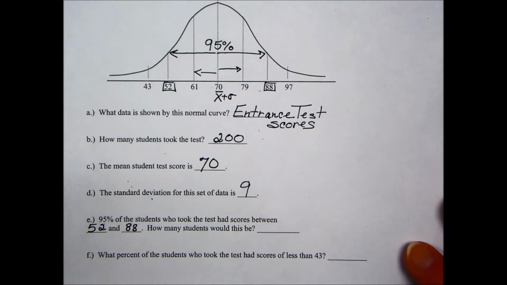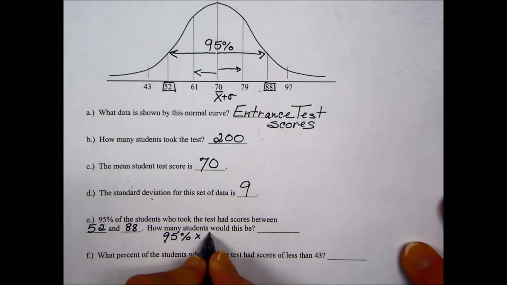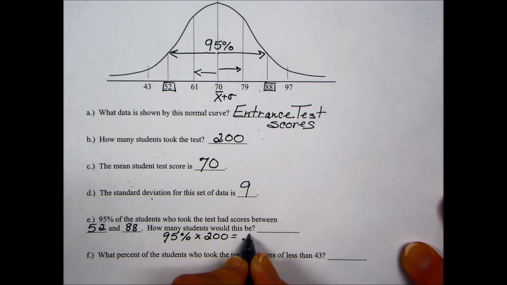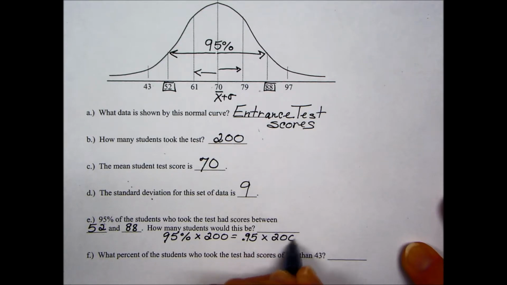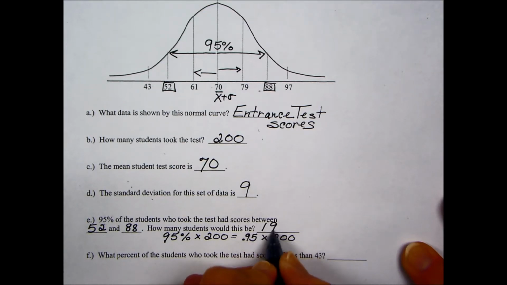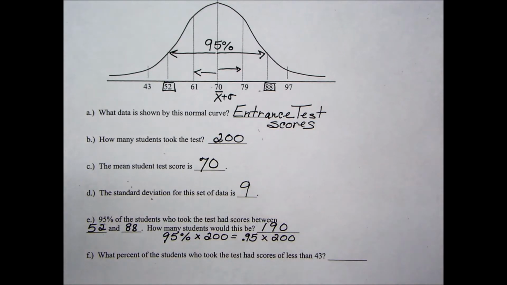The second part of that question asks how many students would that be? Well, we need to determine the percent, which we're dealing with. 95% of the students taking the exam, there were 200 students. Converting the decimal value for the percent, we have 0.95 times 200, results in 190 of the students taking that entrance test had a score between 52 and 88.